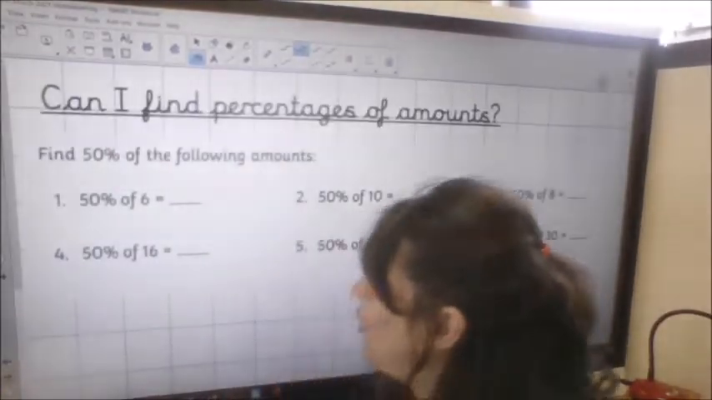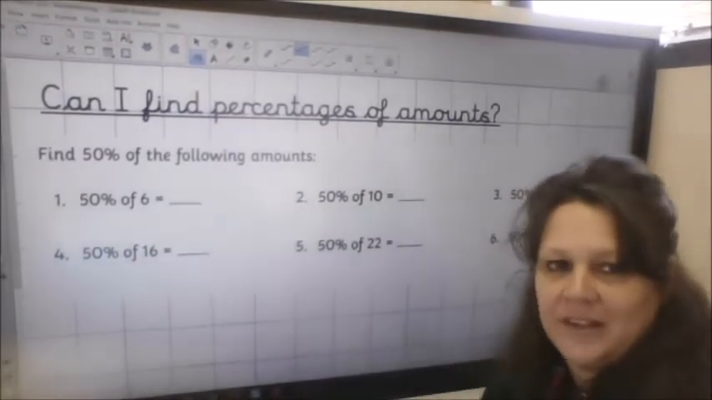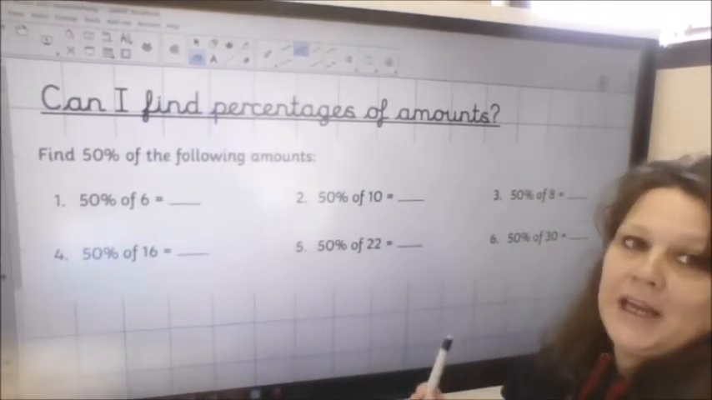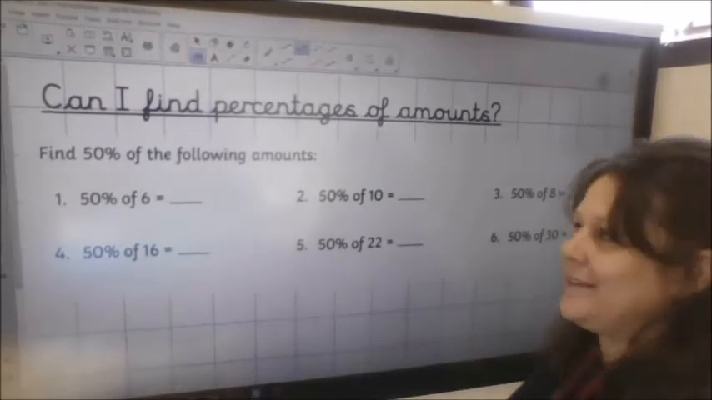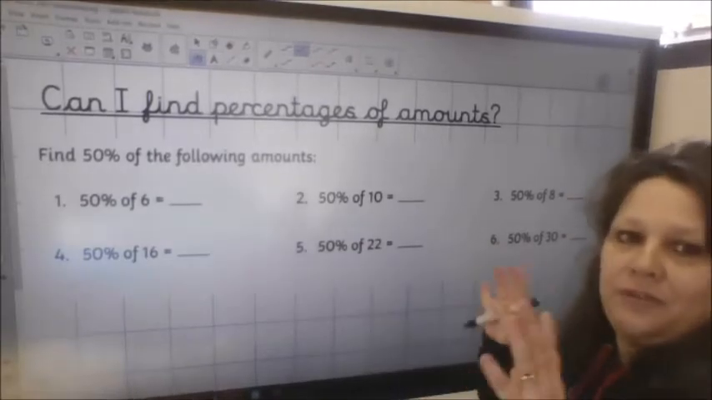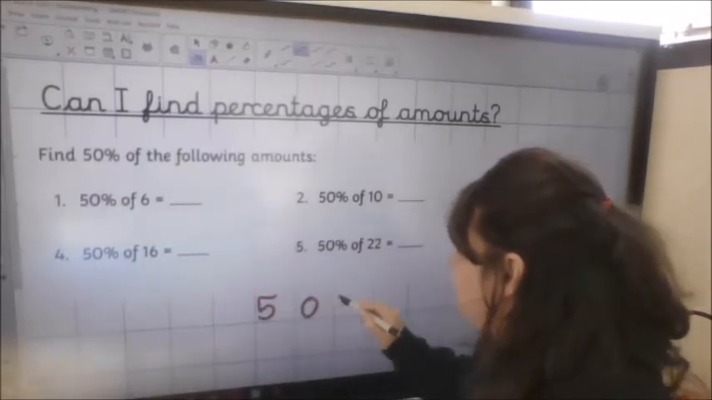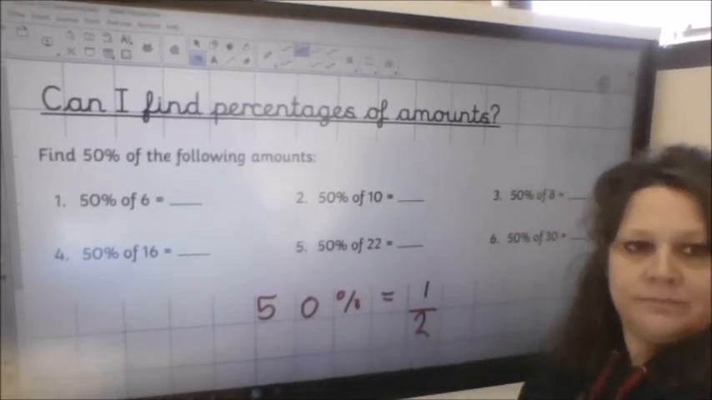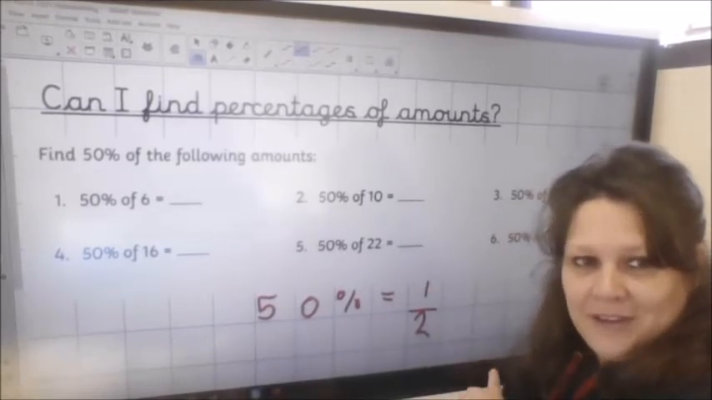Okay, hopefully your brains are now working and you've had a great time. We are going to finish having a little look at percentages by working out percentages of amounts, and these are really straightforward. I'm sure I'm going to see lots and lots of correct answers. The first ones you're going to be looking at are 50% of amounts. Well, 50% equals a half. 100% is the whole, 50% is half.